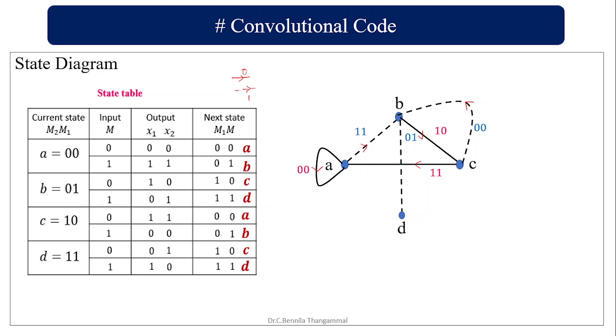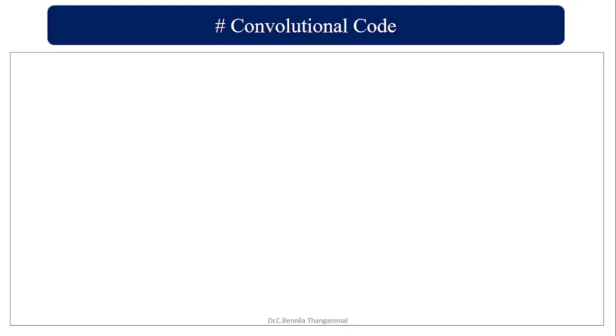Then from D, if your input is 0, it goes to C. At that time, your output is going to be 0 1, and if your input is 1, it remains in your state D with your value 1 0. So this is your state diagram. So next we will see the convolution code.